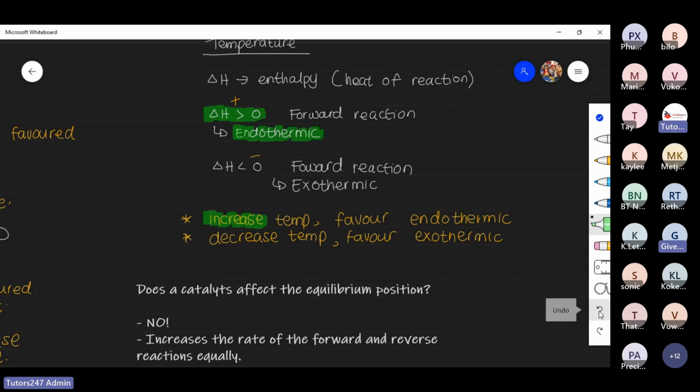Then let's have a look at the negative area. Negative heat of reaction. What does that mean? The forward reaction is exothermic. Negative can also mean to reduce, right? To reduce the temperature. So a decrease in temperature favors what? The exothermic reaction. So it's all linked.